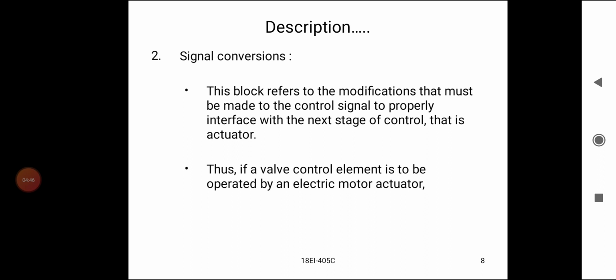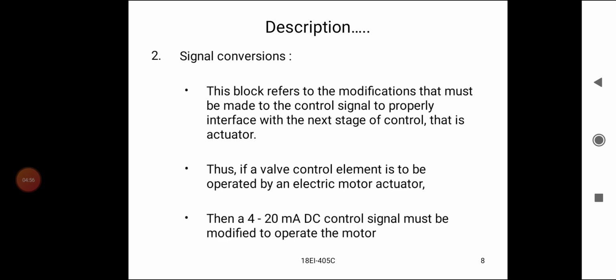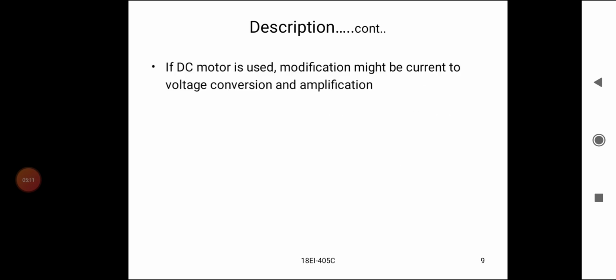Thus, if a valve control element is to be operated by an electric motor actuator, then a 4 to 20 milliamps DC control signal must be modified to operate the motor. If a DC motor is used, modifications might be current to voltage conversion and amplification.